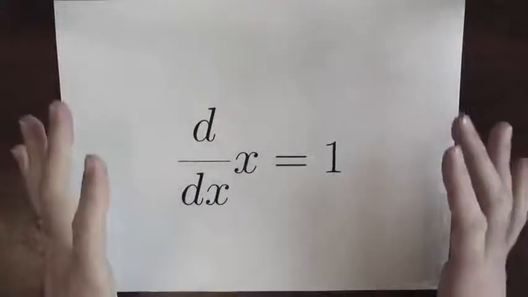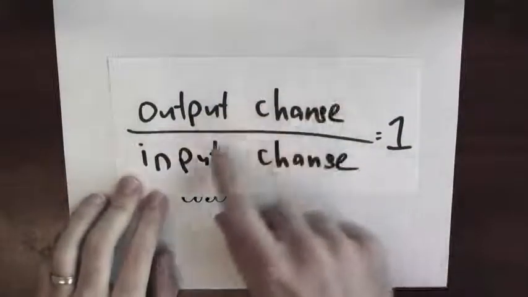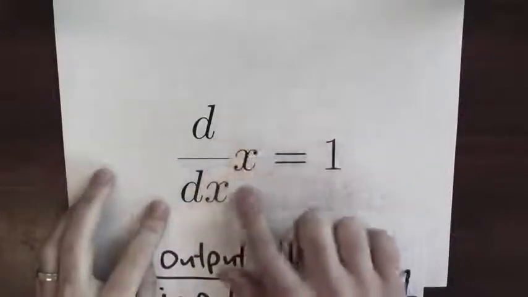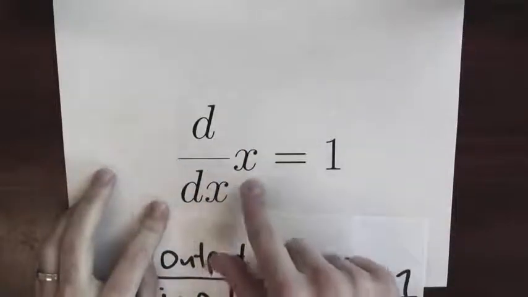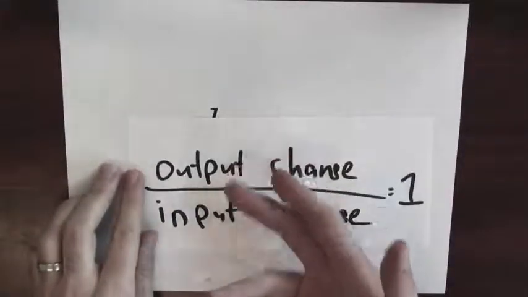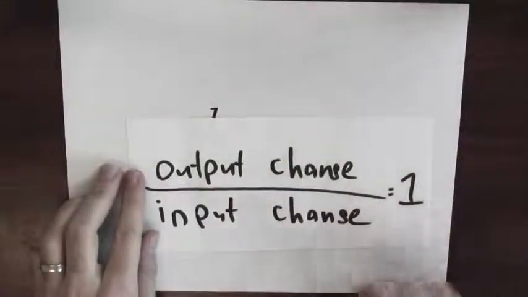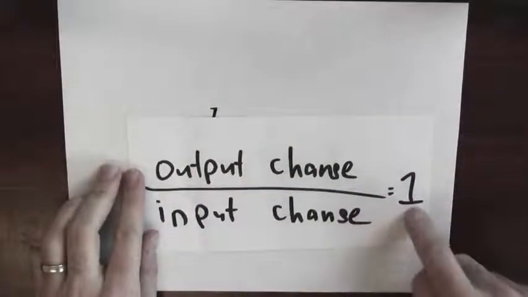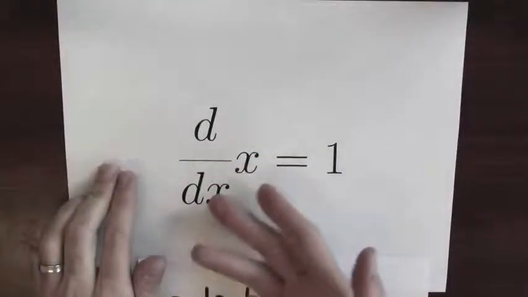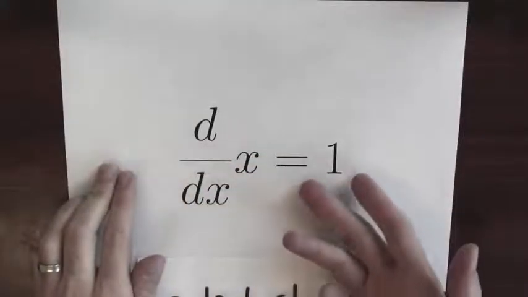This should make sense, because what's the derivative measuring? The derivative is measuring output change compared to input change, and in this case, the function is just the function that sends x to x. The input and the output are exactly the same. So the input and the output change is exactly the same. Their ratio is just 1. And consequently, the derivative of x, the derivative of the identity function, is 1.